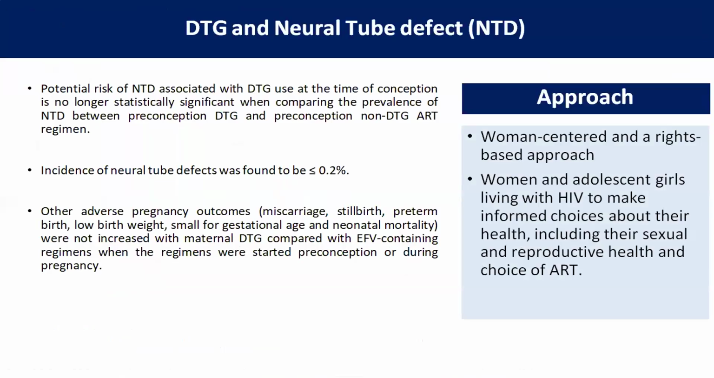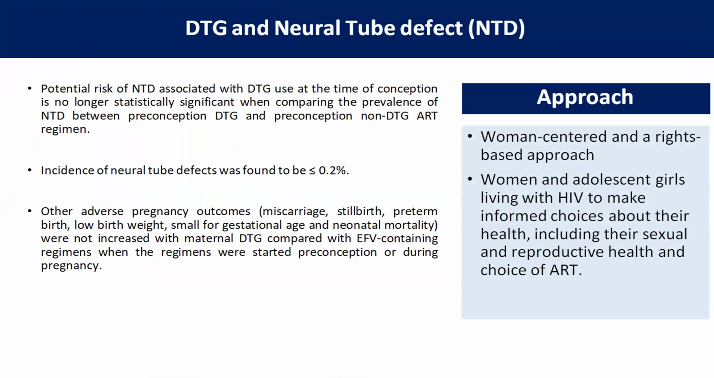In a study done in Brazil, it was shown that the potential risk of NTD associated with dolutegravir use at the time of conception is no longer statistically significant when comparing the prevalence of neural tube defect between preconception dolutegravir and post-conception non-dolutegravir ART regimen, and it is less than 0.2%.